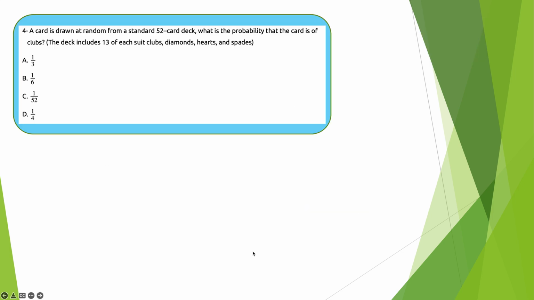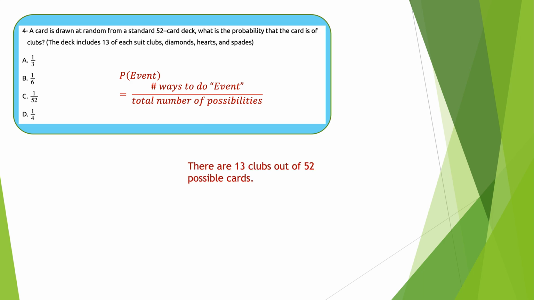Next up, a card is drawn at random from a standard 52 card deck. What's the probability the card is clubs? Go ahead. Okay, so with respect to clubs, there are 13 of them in the deck. And remember, probability is the number of ways to do the event you're looking to do, we call it E, over the total number of possibilities. So if there are 13 clubs out of 52 cards, the probability of getting clubs, it says H, but it should be clubs, is 13 out of 52, which is 1/4.